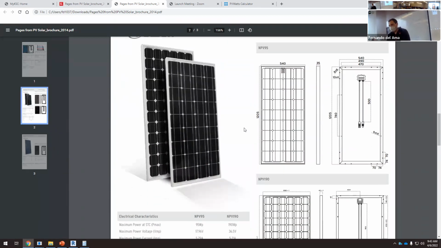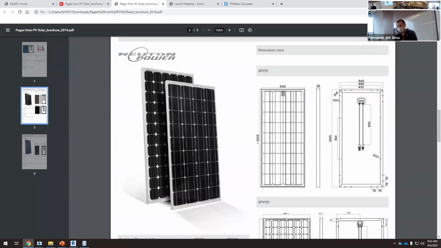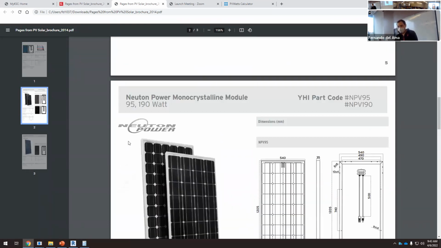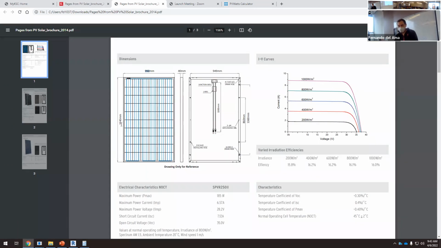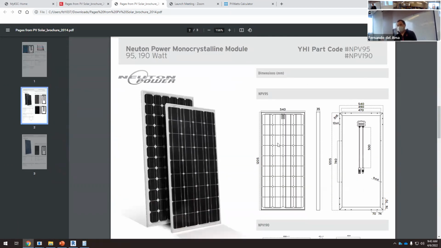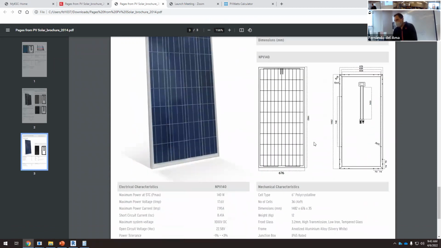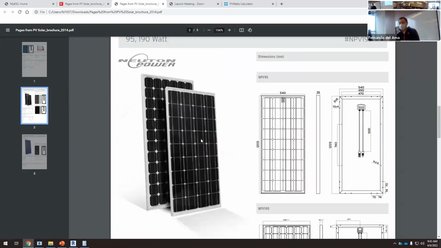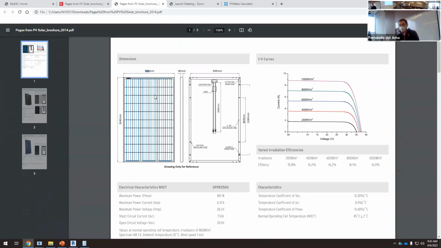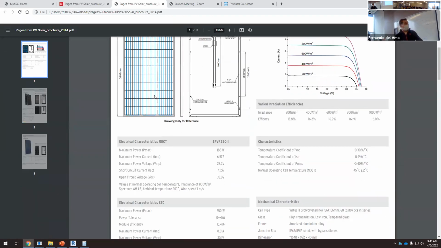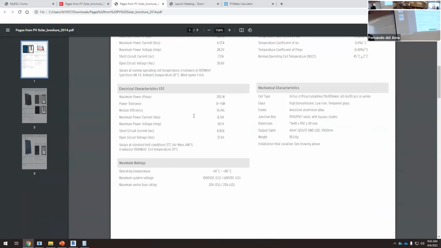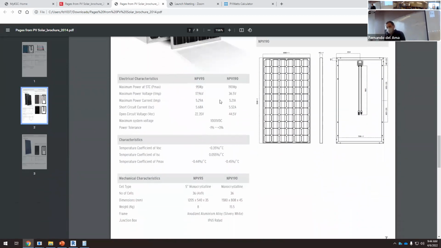Dimensions of this are different. This is smaller, it's 1,200, and this is 1,600. Okay, so this is smaller, and this one is 1,400. Okay, so apparently this is the biggest one. If this is the biggest one, then we have to look at the maximum power. The maximum power of this panel is 185 watts. What's the maximum power of this panel?